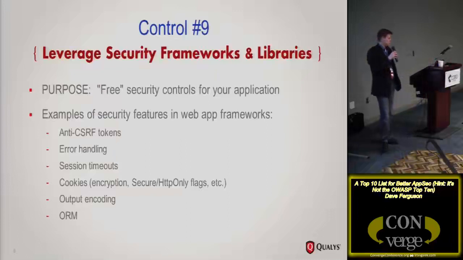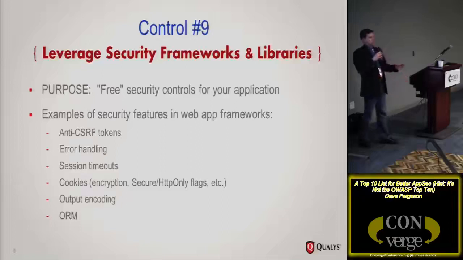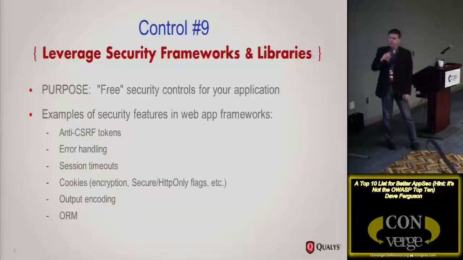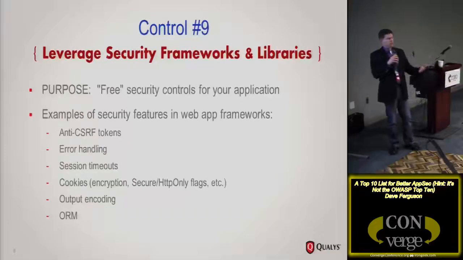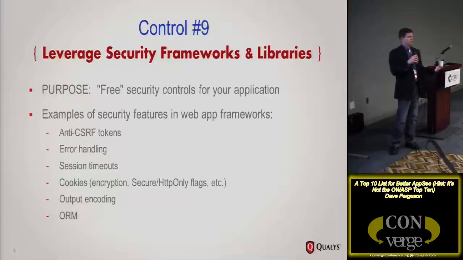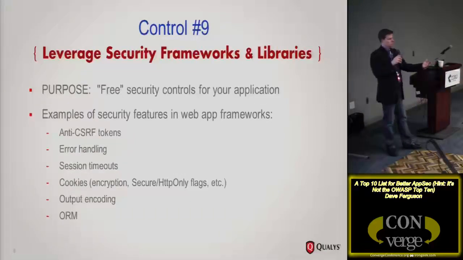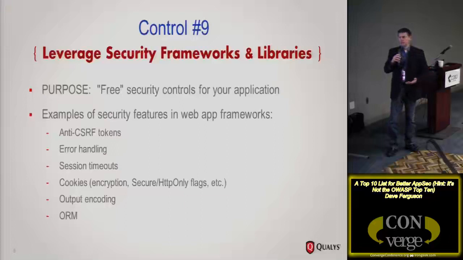So some examples of this would be things like anti-cross-site request forgery tokens. PHP, Ruby on Rails, Java, Apache Struts, they all have ways to prevent cross-site request forgery by implementing a token in the forms. Also, error handling mechanisms, which we just talked about. Configuration is available for handling unexpected errors. Session timeouts is another one. Any kind of web session should time out after a certain amount of inactivity. That's all configurable in the frameworks.